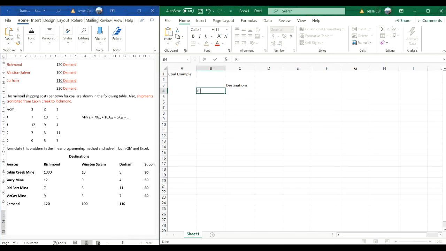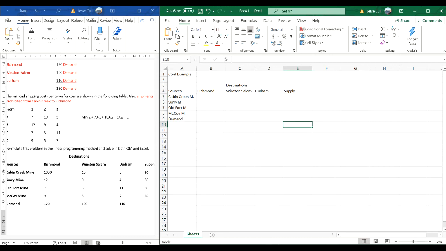So destination 1 is Richmond. Destination 2, Winston-Salem. Destination 3, Durham. Now we have our sources: Cabin Creek Mine, Surrey Mine, Old Fort Mine, McCoy Mine. And we also have demand. We're going to list that down here. And here we have supply.